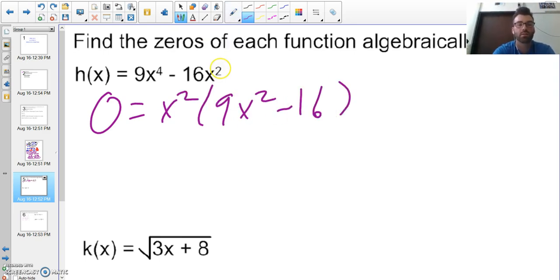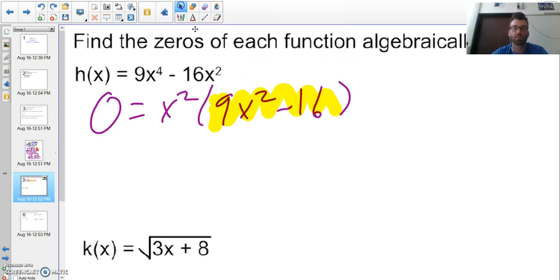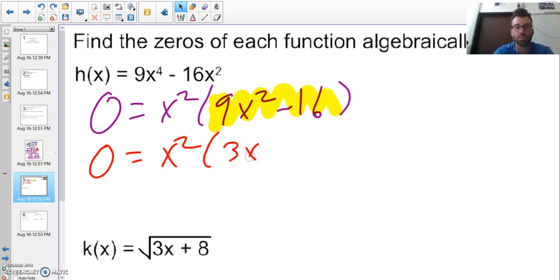Now, this right here, remember, there's a special name for that: difference of two perfect squares. Since 9 is a perfect square, and 16 is a perfect square, and x squared is technically a perfect square, x times x, the square root of 9 is 3. The square root of 16 is 4, so 3x plus 4, 3x minus 4, but you all knew that.